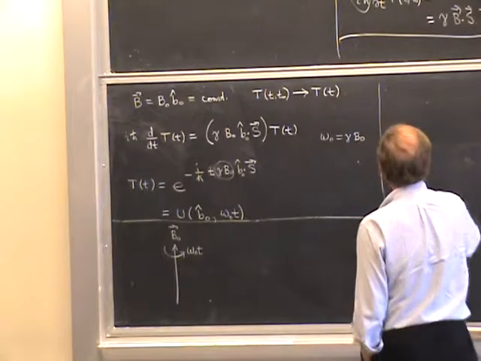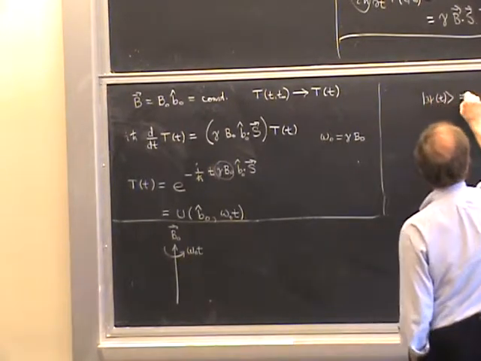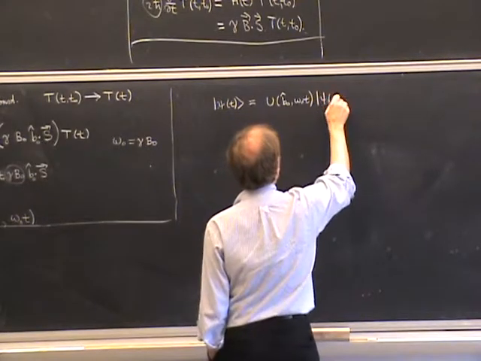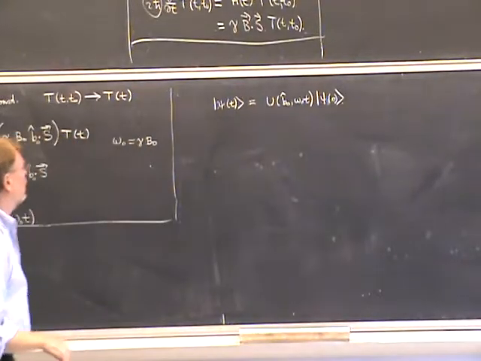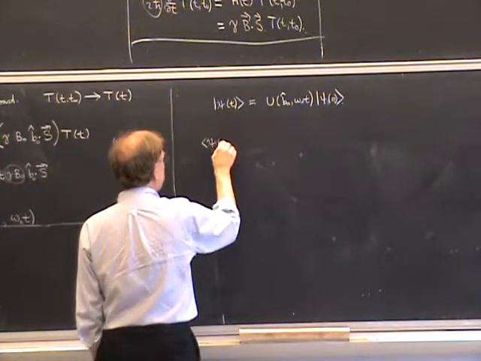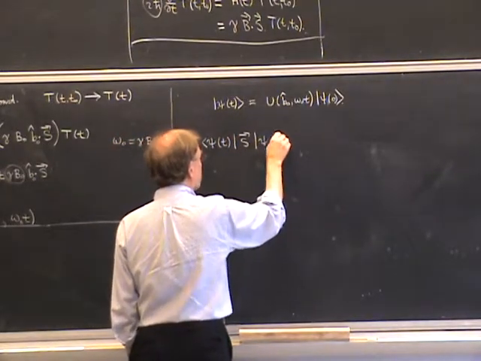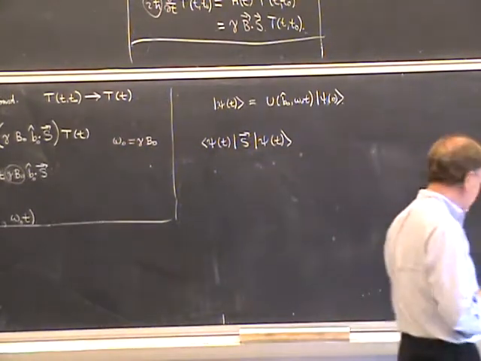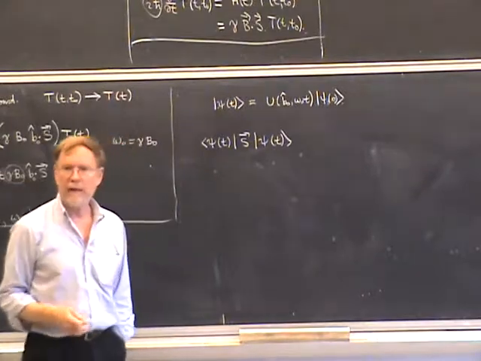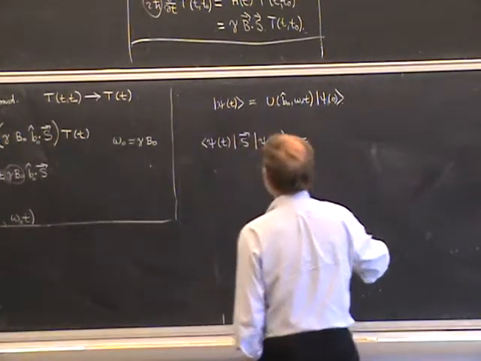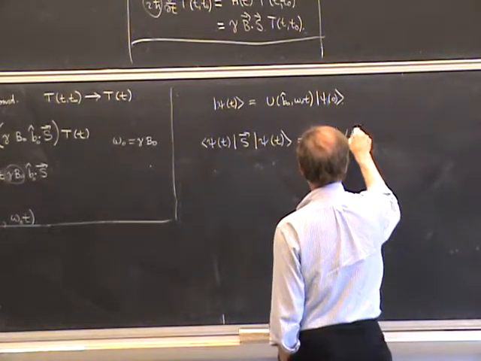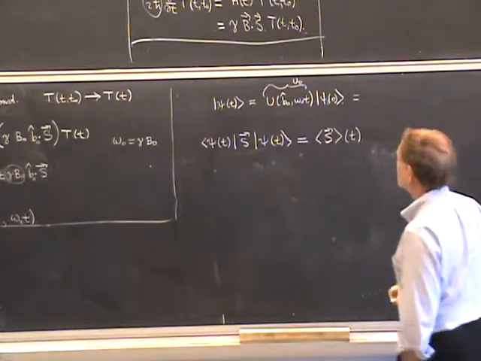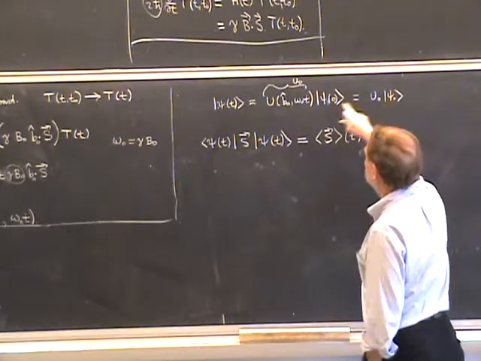So, for example, it means that the state vector at some time t is equal to this rotation, with axis B naught and angle omega naught t, applied to the state vector at the initial time. Let's take a look at the expectation value of spin as a function of time. This is frequently seen experimentally, because you have a large number of atoms and you're really averaging over all of them. Let's just call this the expectation value of S as a function of time, and let's call this rotation operator U.